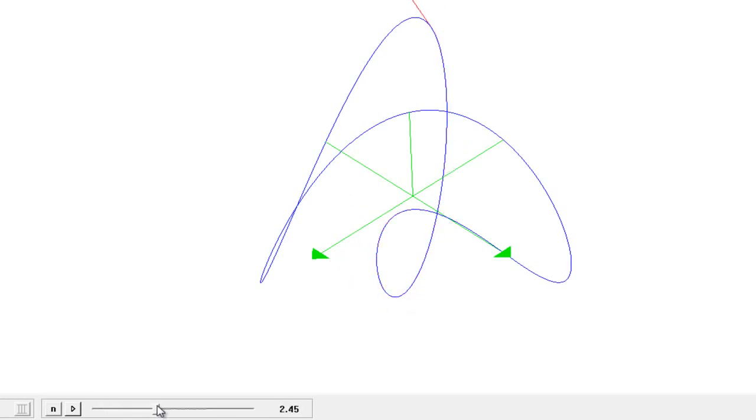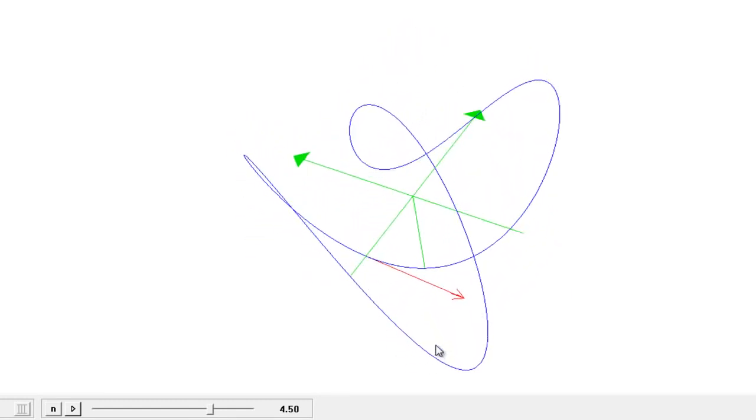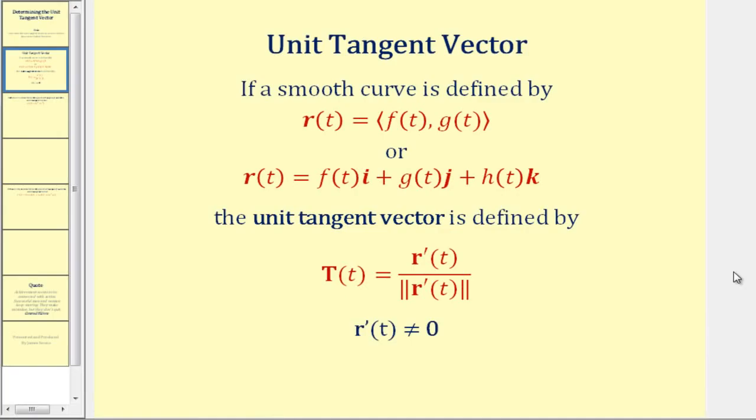So again, this red vector is a unit tangent vector. So to determine the unit tangent vector, whether we have a plane curve defined by the vector valued function r of t, or a space curve defined by r of t, the unit tangent vector will be defined by the derivative of r of t divided by its magnitude. So we basically find the derivative of the vector valued function and then normalize it, and that'll give us the unit tangent vector valued function.